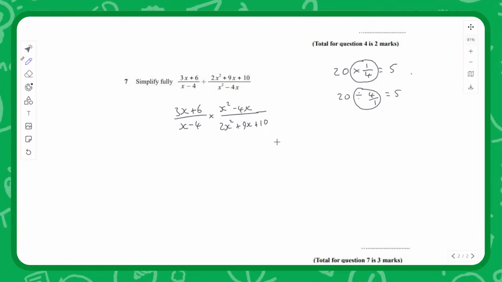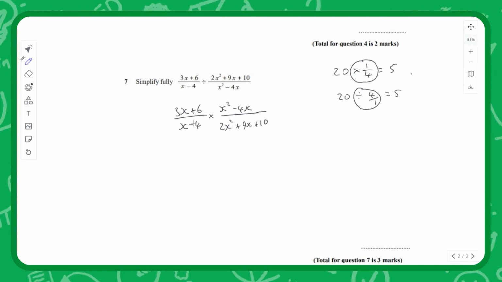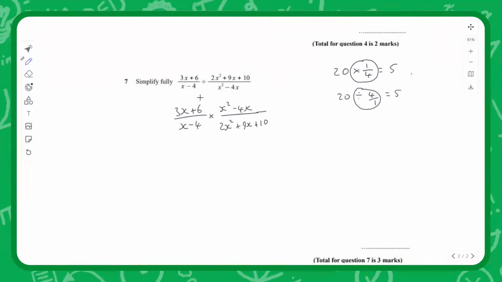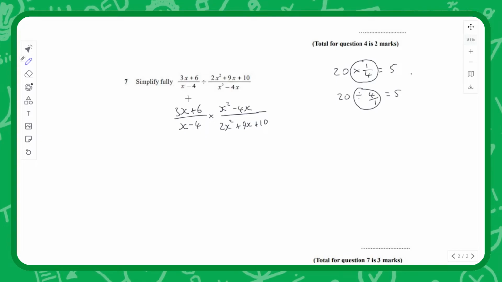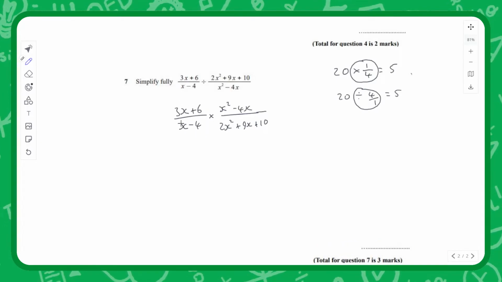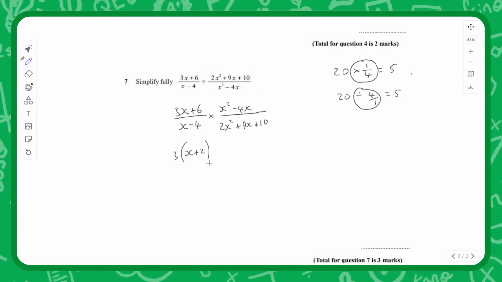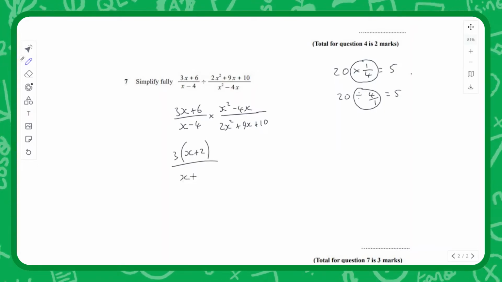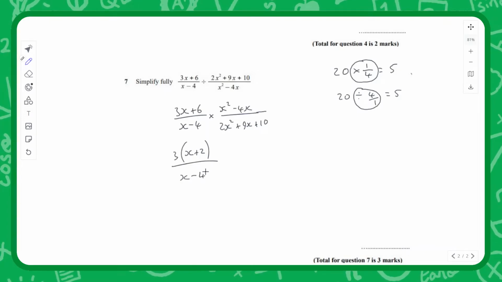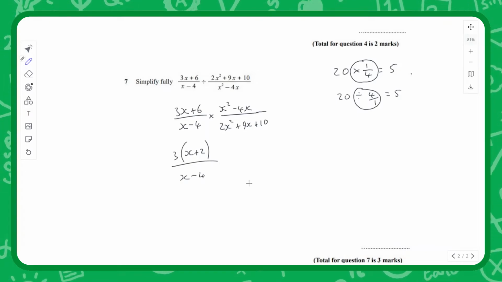And we're now going to factorize everything, as we always do in this case. Well, I'm going to look at the first fraction. Can I factorize this at all? I've got a common factor of 3 in these two terms. So that numerator can probably be factorized. I can pull out a 3 and write this as x plus 2. In our denominator, I can't do anything with that. That's just going to be our standard x minus 4.